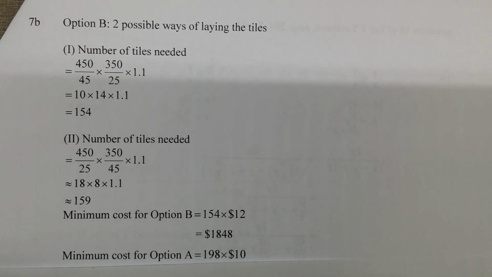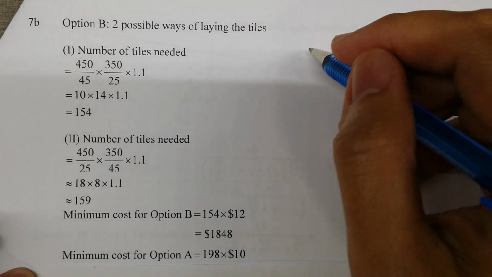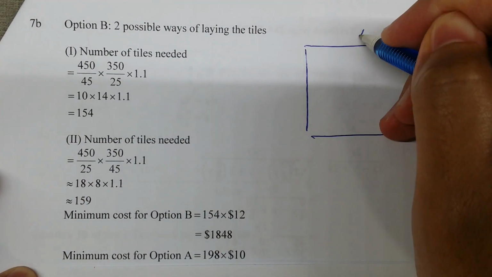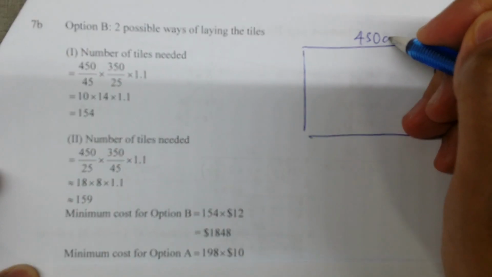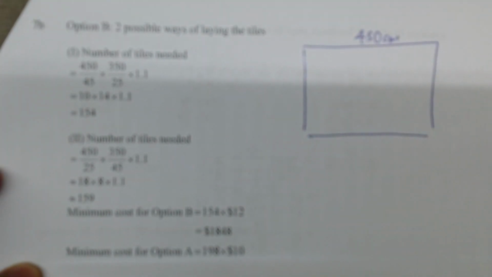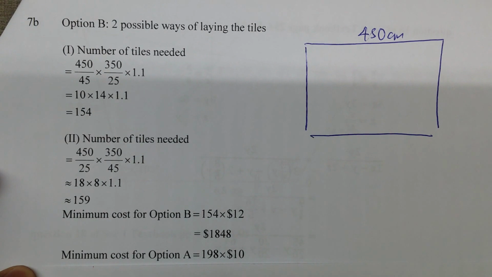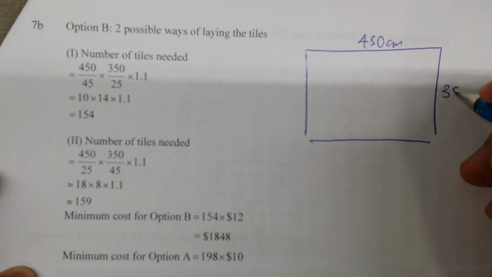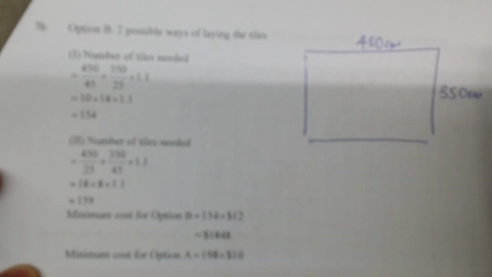Option B, the rectangular tiles are 45 cm by 25 cm. The room remains the same, not drawn to scale. Is it 450? Let me see. Yeah, 450, 4.5 meters. 450 by 350 cm. Okay, that's the room length.